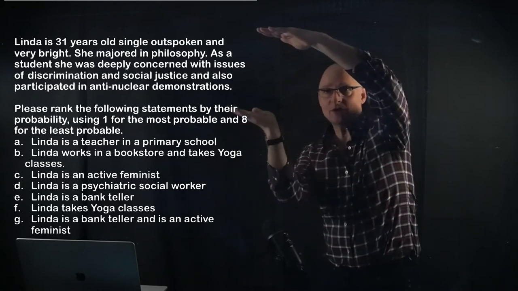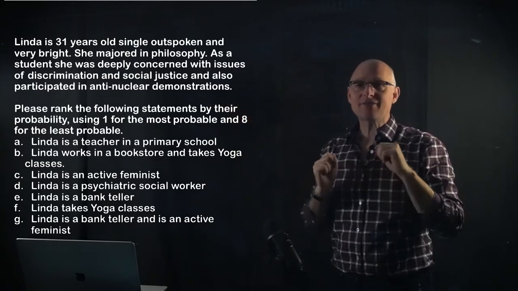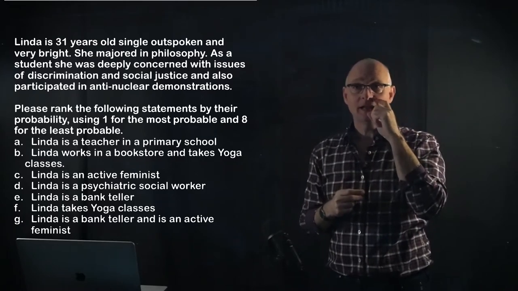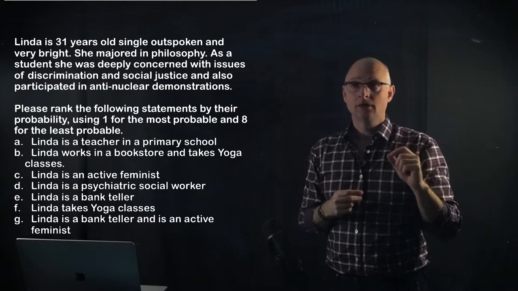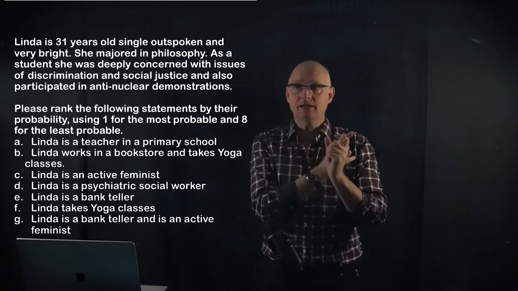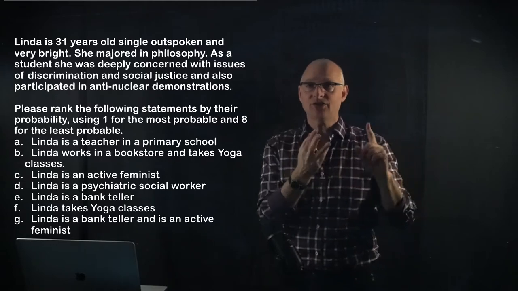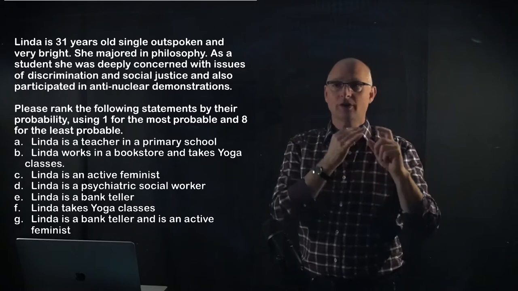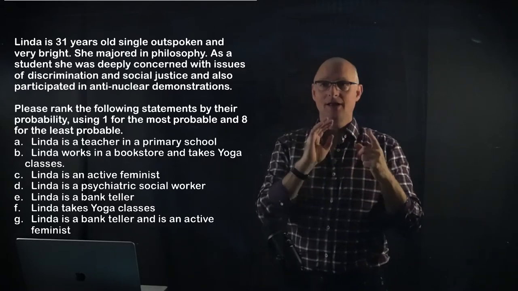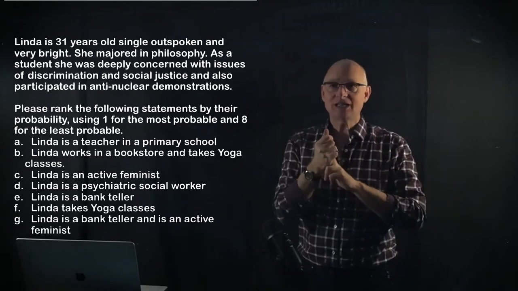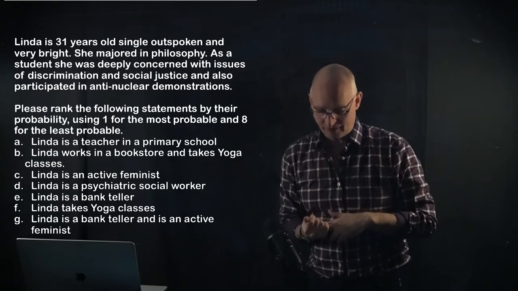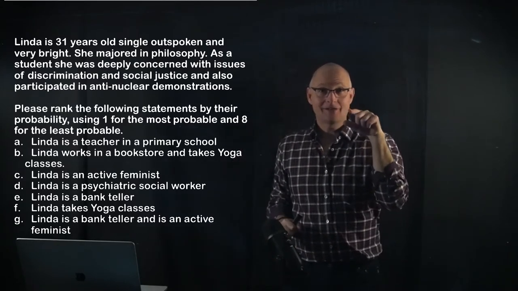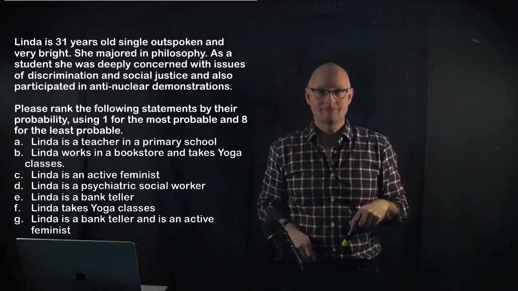Okay, so just based on what you know about Linda right here, rank the following statements by the probability of them being true, where one is the most probable and eight is the least probable. A, Linda's a teacher at a primary school. B, Linda works in a bookstore and takes yoga classes. C, Linda is an active feminist. D, Linda is a psychiatric social worker. E, Linda is a bank teller. F, Linda takes yoga classes. G, Linda is a bank teller and is an active feminist. I'm going to let you pause this for 20 seconds, and then we're going to come back and talk about it. So pause right now.